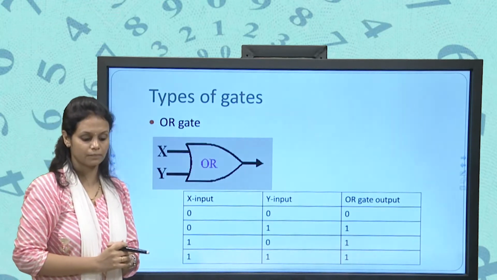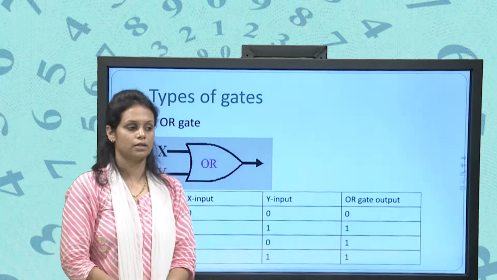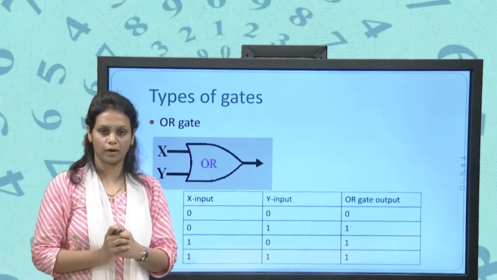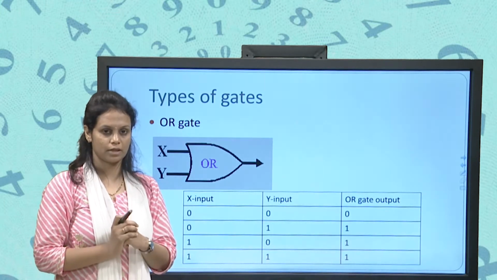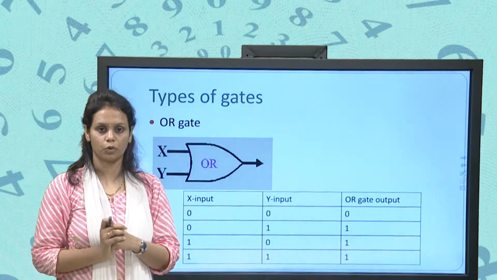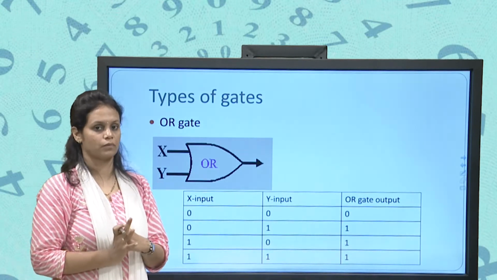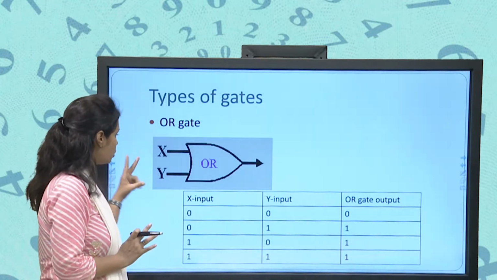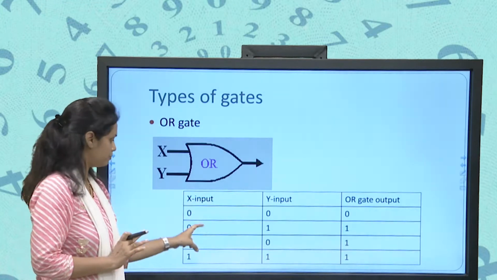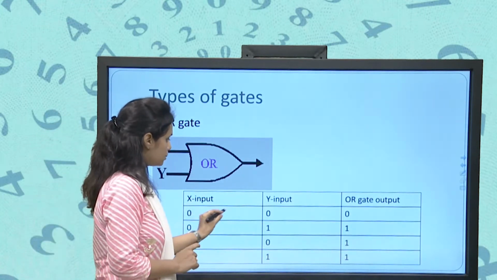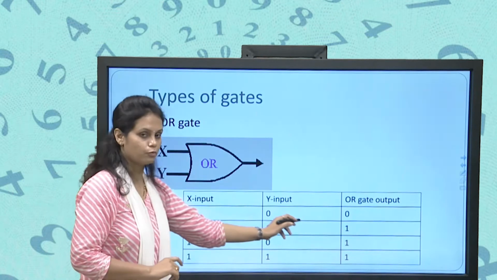I am repeating what is in the OR gate. The OR gate will give output 1 if any one of the inputs is 1. That means, if both inputs are 0, then only the output is 0, otherwise it is 1.